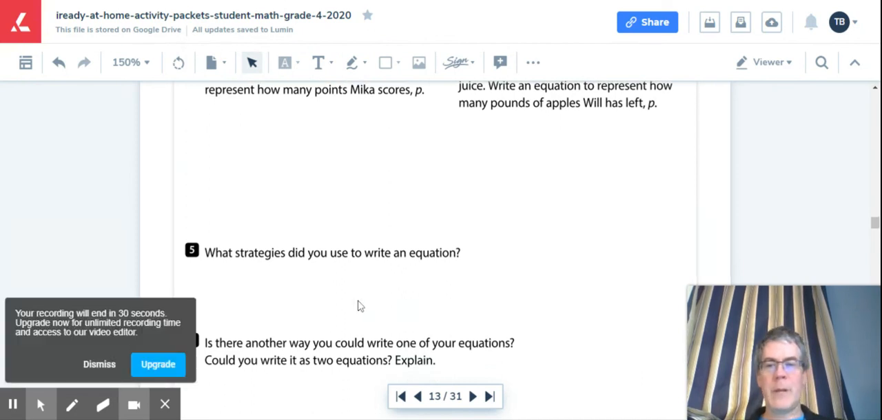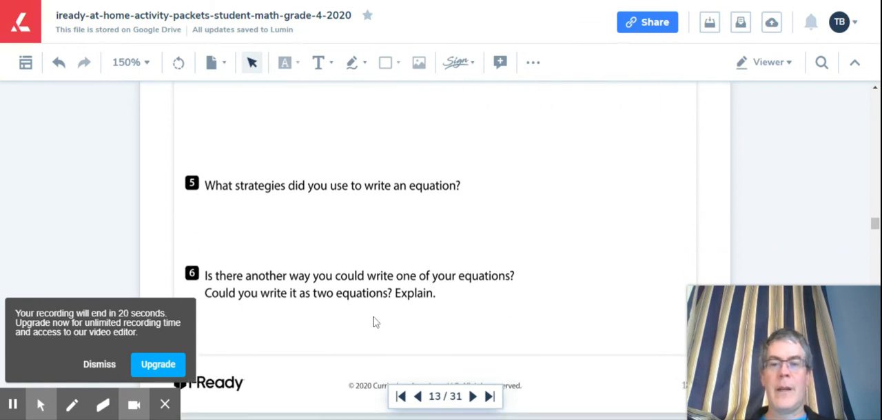After you've completed each problem, it's going to ask you about the types of strategies that you use for each equation. Maybe you're able to use the same strategy for each one. Maybe you had to come up with a different strategy. And then it's also asking you to look at one of them and think of whether or not you could write the equation in another way.